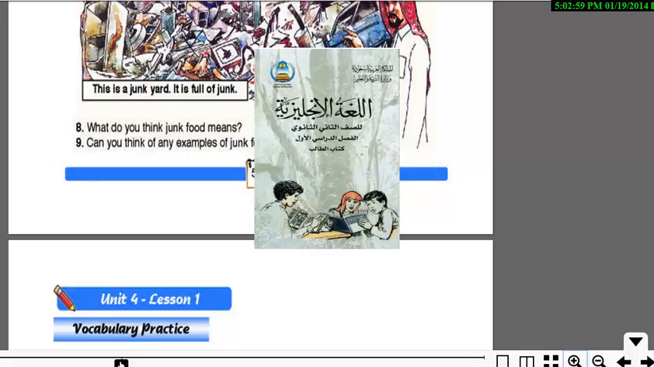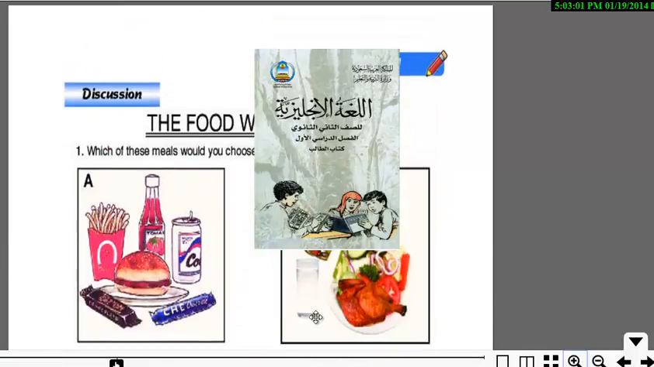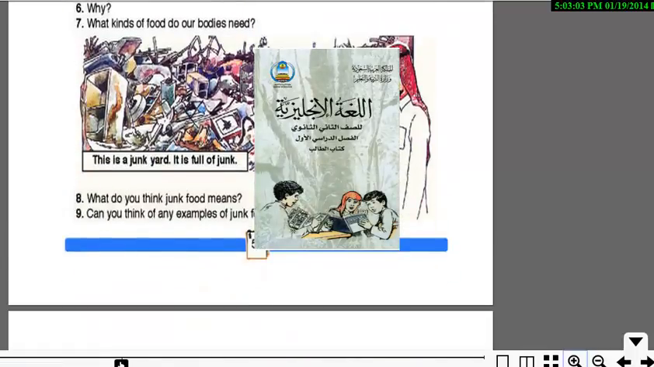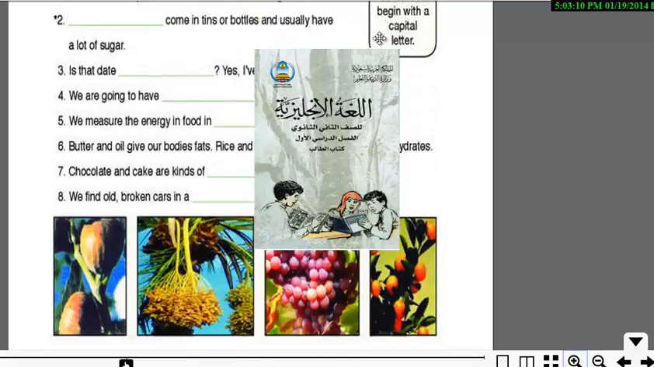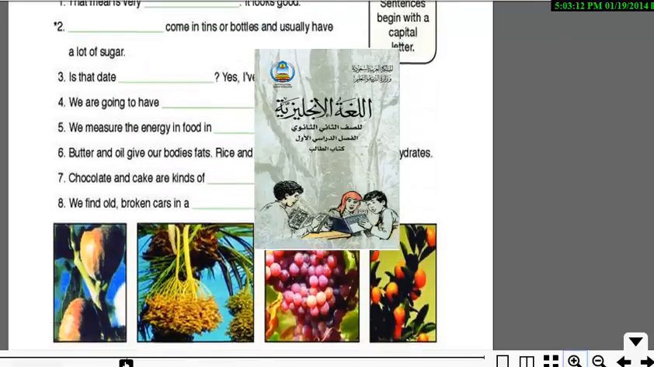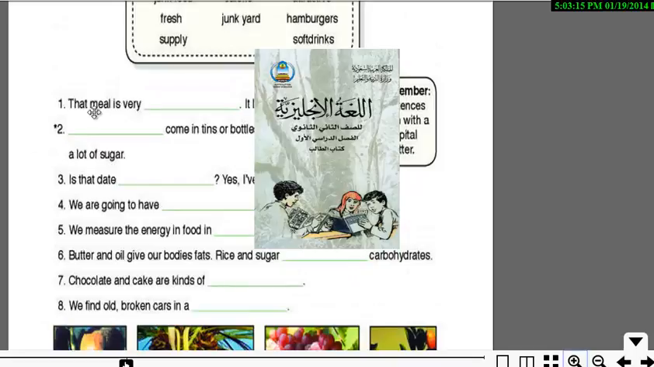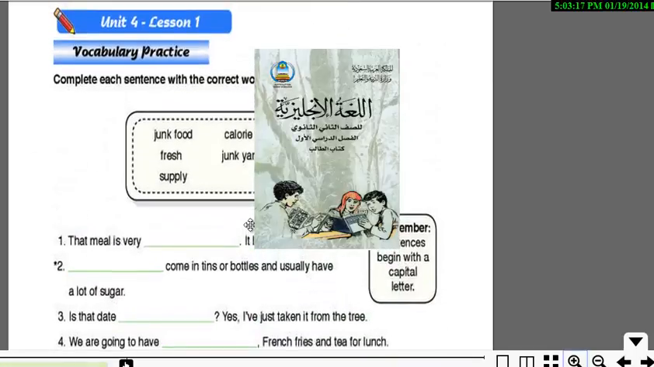We actually started Lesson 1 last time. We discussed food in general as a starting point, but we're going to focus today on vocabulary practice. We've got 4 pictures and 8 parts to answer, 8 sentences actually. And there you go, a box of words. Complete each sentence with the correct words from the box. As you can see, there is junk food, fresh, supply, calorie, junkyard, attractive, hamburgers, and soft drinks.